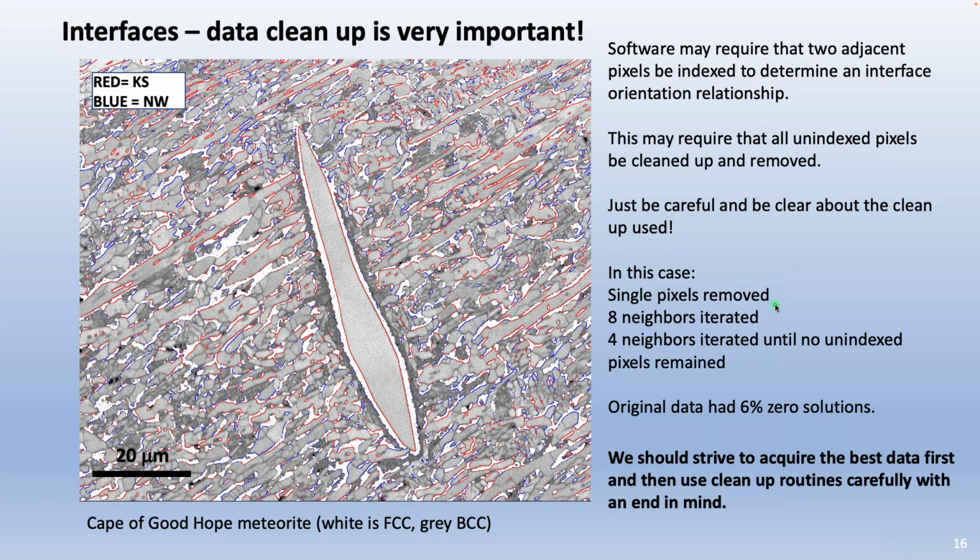In this case, I removed some single pixels. I used the 8 nearest neighbor routine iterated a few times, and then the 4 nearest neighbors iterated until there were no unindexed pixels remaining. So the original data was pretty good to start with. It had 6% zero solutions. So as long as we're clear about what we did, I think this is ethical.